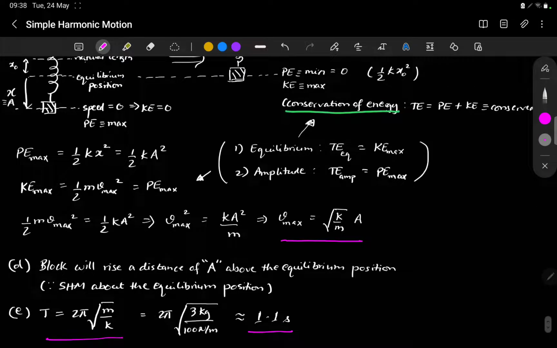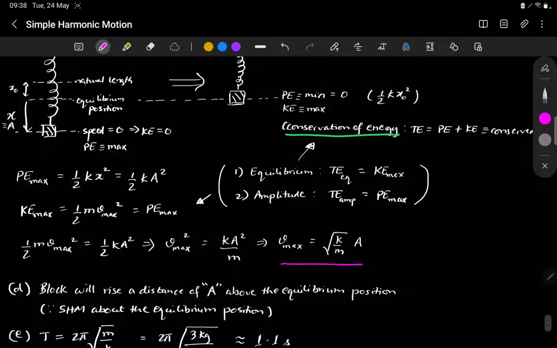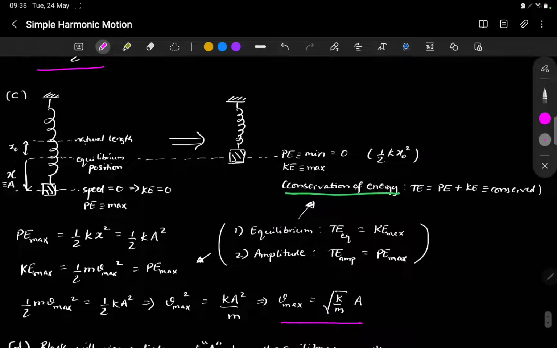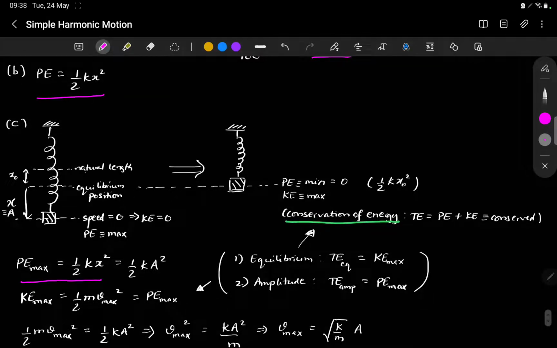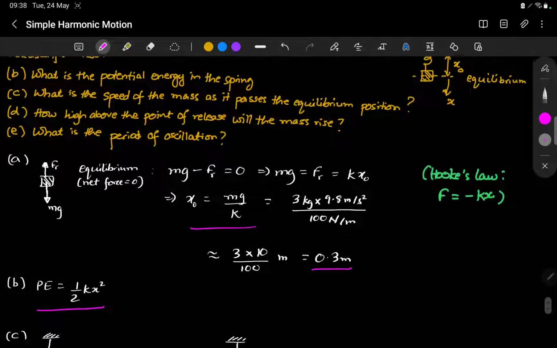This was a simple problem with multiple parts dealing with the energy aspects of the spring mass system as well, so potential energy and kinetic energy. The important takeaway from this question is this expression for potential energy, and then we can use conservation of energy to find out the velocity in this particular situation. So this solves this question.